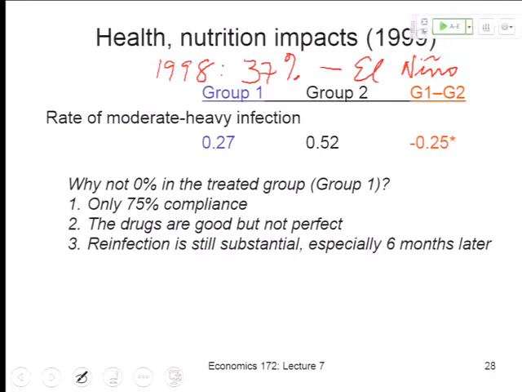Another reason why we still have like a quarter of the kids with serious infections in group 1 could be that this was just a really bad disease year. There was just a lot of reinfection this year. And that's the reason why infection rates are quite high, even after getting the drugs.